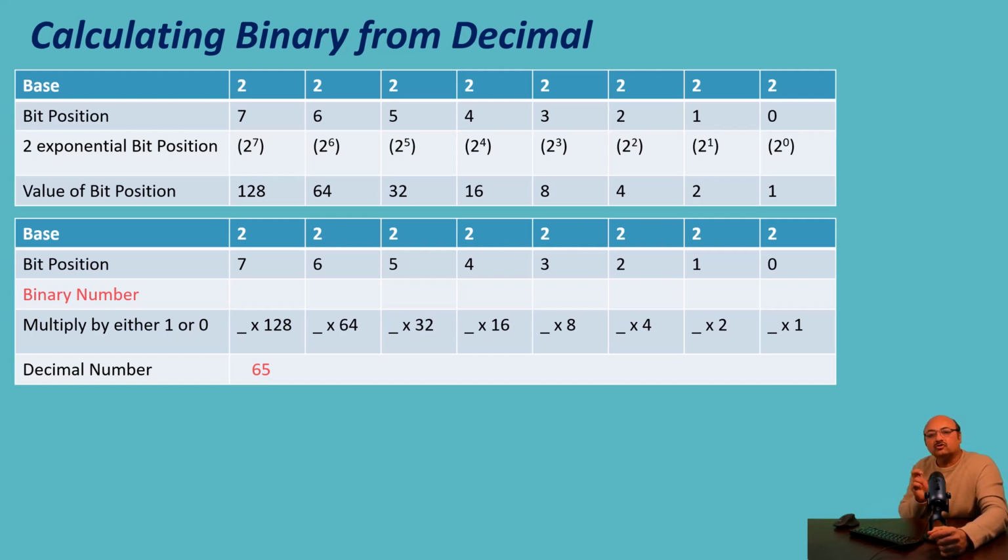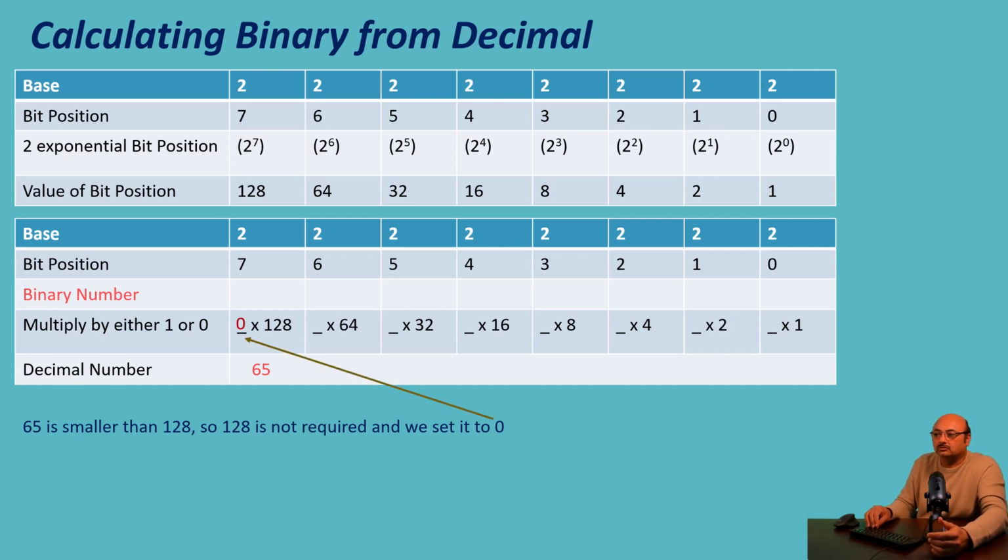So 65 is smaller than 128, right? So we definitely don't need 128. Now in terms of the values I'm putting, I'll say either 1 or 0, or on or off. On is the same as 1, off is the same as 0. So we don't need 128, and I'm going to set it to 0 or turn it off.